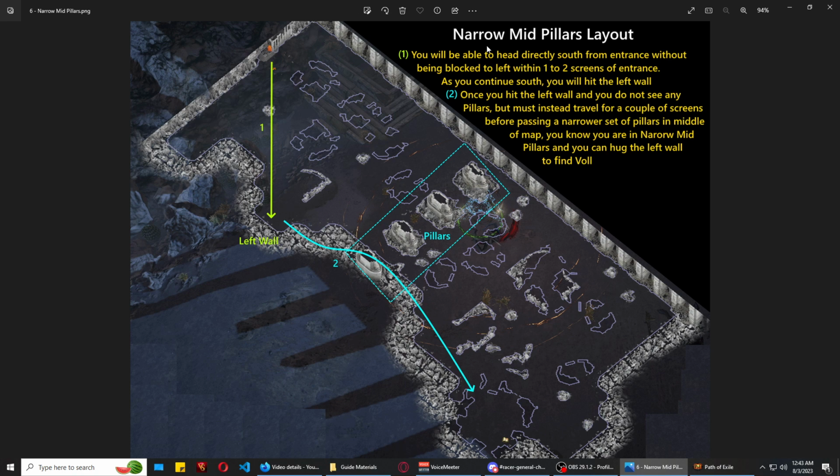Once we identify we're in narrow mid-pillars, Vol is going to be at the left bottom border of the map, so we can just follow the left wall down. It'll be pretty simple. I mentioned this a little bit in the wide mid-pillars layout, but if you get confused between wide and narrow mid-pillars, it's not really a big deal because in either layout, you can essentially just follow the left border down and around to find Vol.